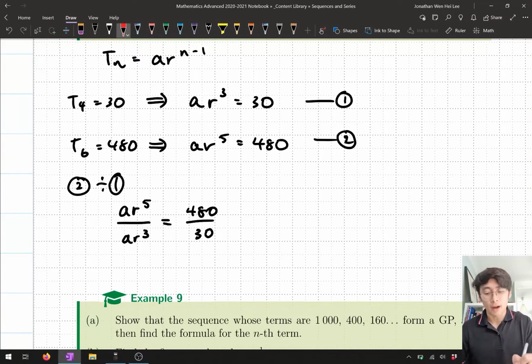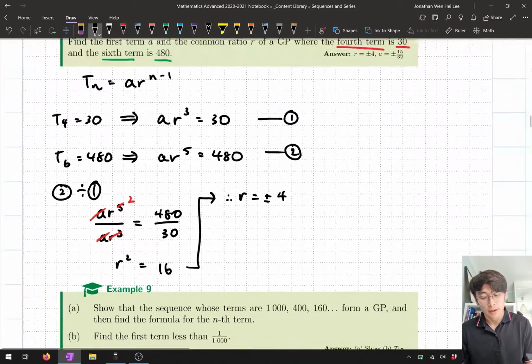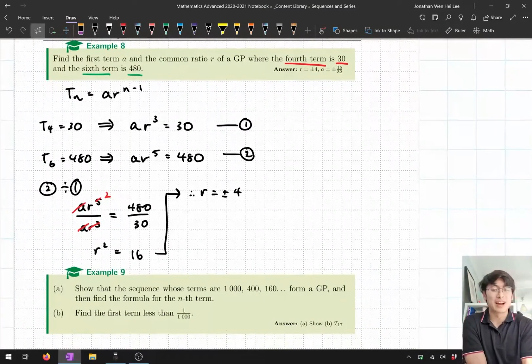Because when I divide, this allows me to cancel out the A's, and I can cancel out this as well. On my left hand side, I get left with R squared. And that's equal to, on my right hand side, when I divide this, 16. And so therefore, R is equal to plus or minus 4. So when we're trying to use this to find those terms, we actually use division instead of adding and subtracting like we normally would with simultaneous equations.